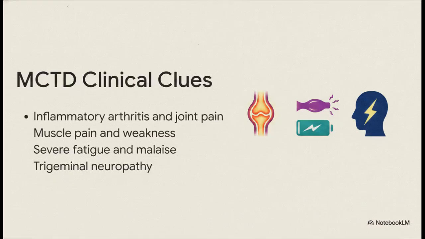But the chameleon doesn't just stop at the hands. As it progresses, it can trigger a whole array of issues. We're talking inflammatory arthritis and severe joint pain, much like rheumatoid arthritis. We see muscle pain and weakness, known as myositis. Patients also report severe, just debilitating fatigue. In fact, some studies show the fatigue in MCTD is actually comparable to what you see in multiple sclerosis. And then there's this fascinating, though rare symptom, trigeminal neuropathy. It's a highly characteristic facial nerve pain that is remarkably responsive to corticosteroid therapy. For an alert rheumatologist, that's a very specific clue.